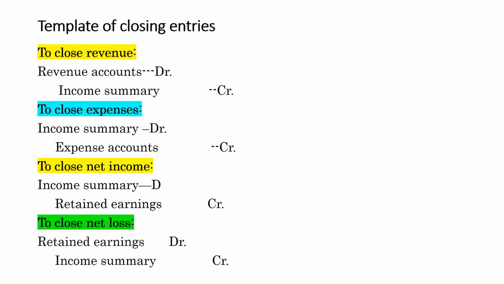And how to close the accounts? Here are the templates of closing the accounts. The first one is to close the revenue accounts, and we will be closing the revenue accounts to the income summary. So the journal will be revenue accounts debit and income summary credit. Let's have an example. Think our revenue is 100. So 100 is closed to income summary.